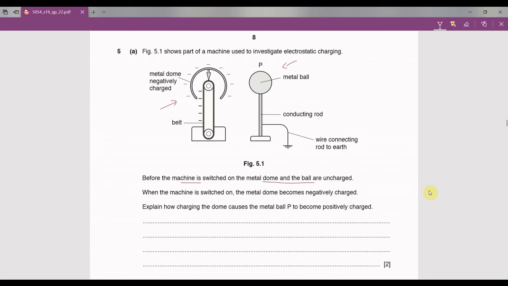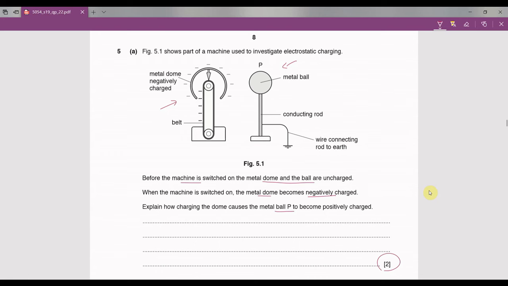Okay, and when the machine is switched on, the metal dome becomes negatively charged. Explain how charging the dome causes the metal ball P to become positively charged. So we know in the end P is going to become positively charged. So why does that happen? That's what they want you to tell them, and they have 2 marks for this one. So what will happen is when the machine is switched on, the dome is negatively charged, and that part we don't have to explain, although they can ask for an explanation for this as well. But let's focus on the question right now.